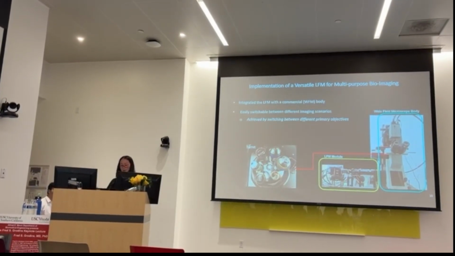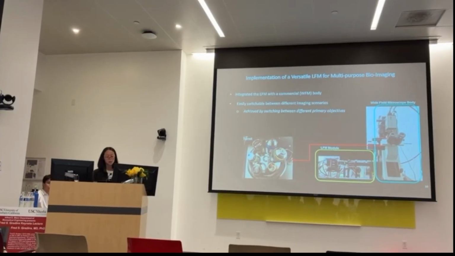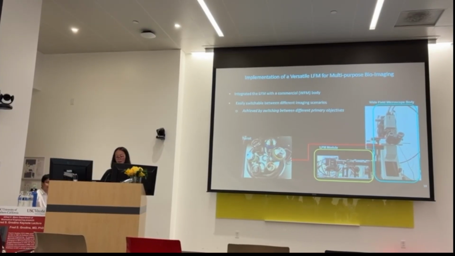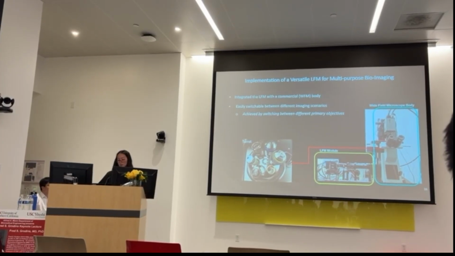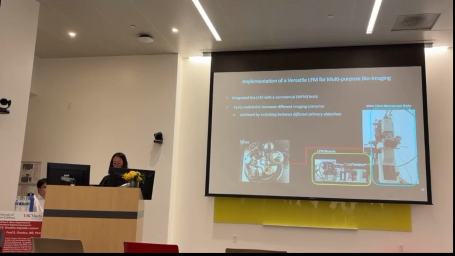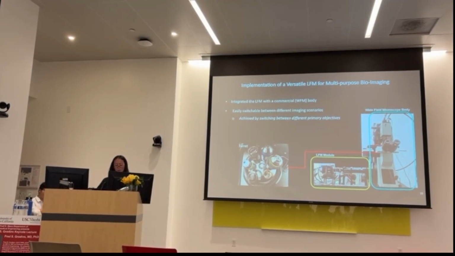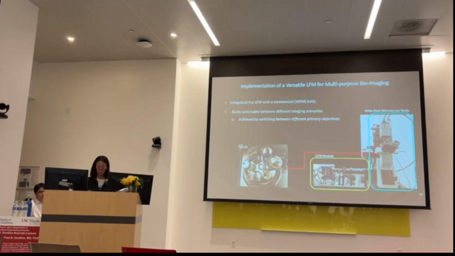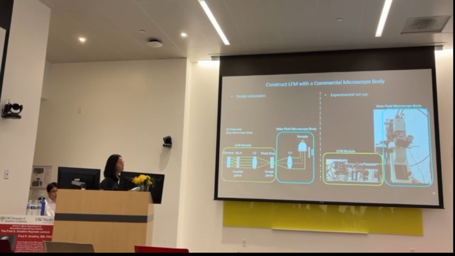What we did was simply attach a customized light field module to a commercial wide field microscope body. In this way, we can take advantage of the automated turret to easily switch between different imaging scenarios by simply changing to a different primary objective, which allows us to achieve fast volumetric light field imaging across multiple scales. The experimental setup is also very straightforward.